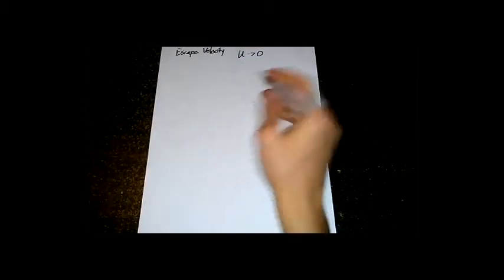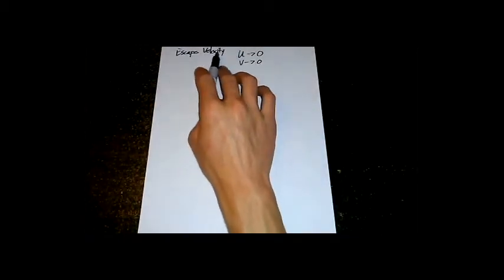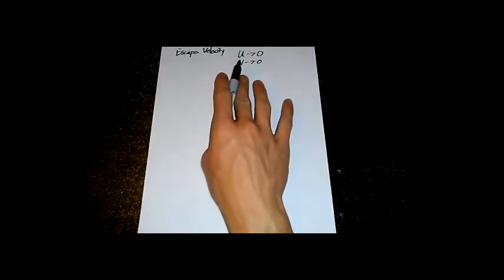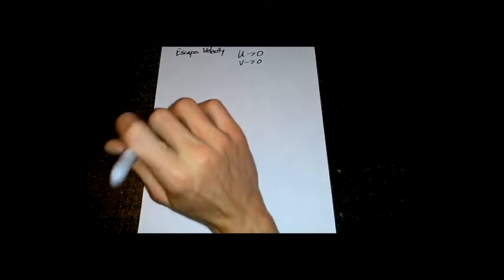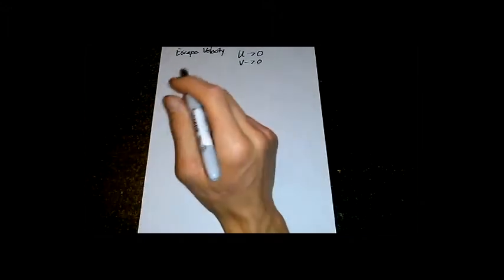So as U, the gravitational potential energy, approaches zero, and we never actually get there but we're approaching it, we also want V to be approaching zero. That just means we're going to get the minimum velocity we need in order to completely escape, or at least get close to completely escaping, the gravitational force of the Earth. So that means that K needs to equal negative U.